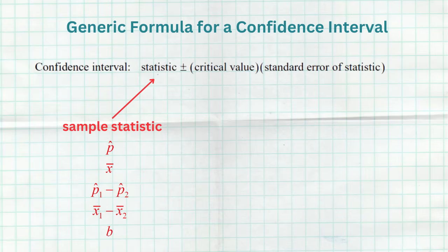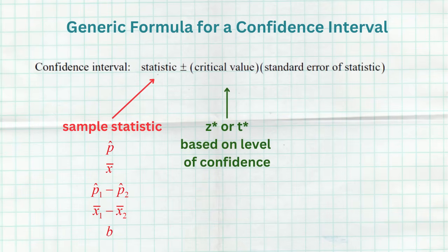Now, the margin of error for a confidence interval is the combination of two things: your critical value times your standard error of the statistic. So the critical value is either a Z star or a T star that's completely based on your level of confidence. Typically you want to be 95% confident, so make sure you know how to use invNorm or invT on your TI-84 calculator to go and get that Z star or T star. Then we're going to multiply that by the standard error.